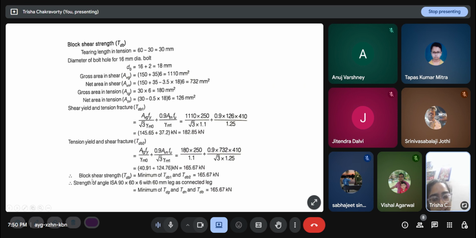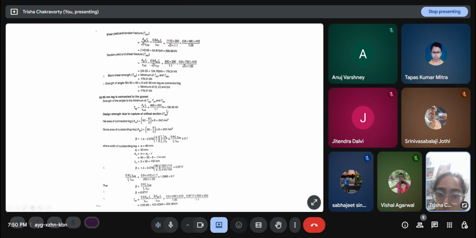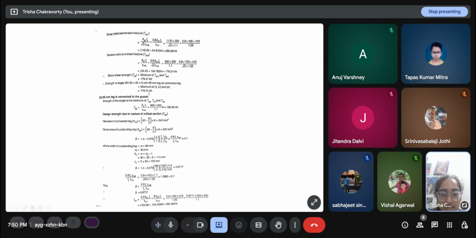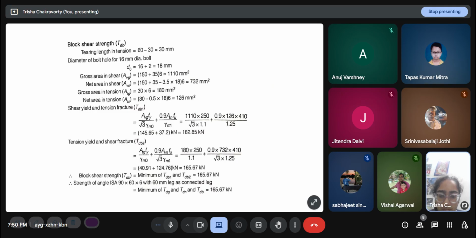So the strength of the angle, 90 into 60 into 6, when 90 is the connected leg, is this. Oh, I'm sorry, I skipped one. So when the 90 is connected, this is my capacity, 179. And when 60 is connected and the 90 is outstanding, the steps will be exactly the same, just the values will be different. So here we see it's 165. So it's seen that if I connect the wider length to the gusset plate, the tension capacity will mostly be larger. Are there any doubts here?